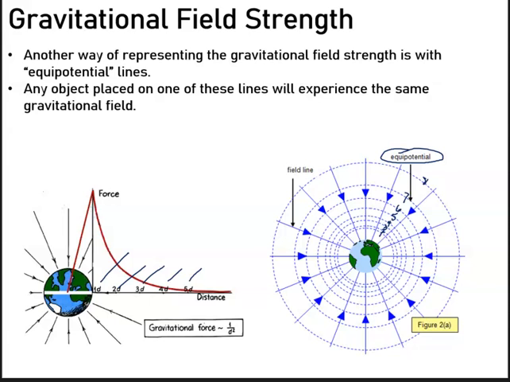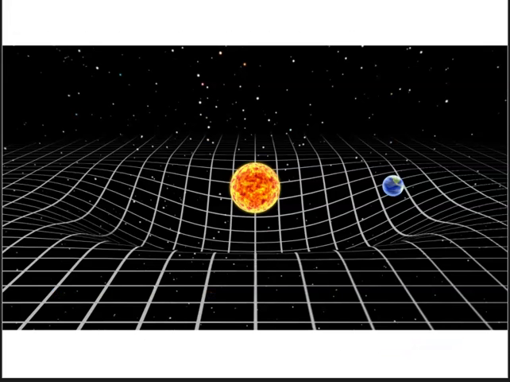Now, a physical representation of this might look like this. This is actually taking Newton's law and moving it into Einstein. Einstein explained why gravity acts the way it does. Newton just explained how we can describe gravity. So Einstein's explanation is that anything with mass actually warps space-time.